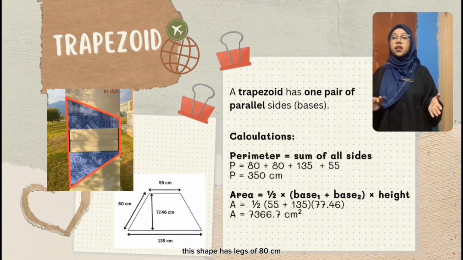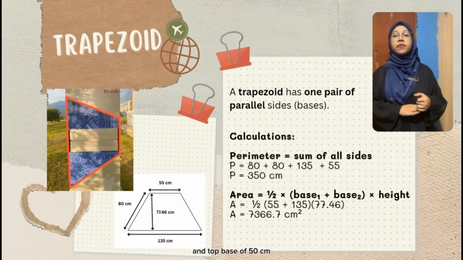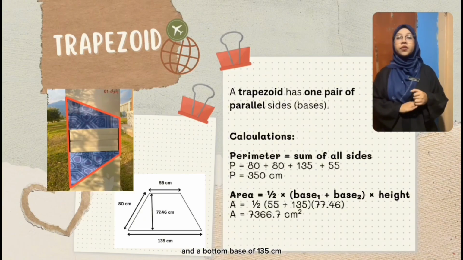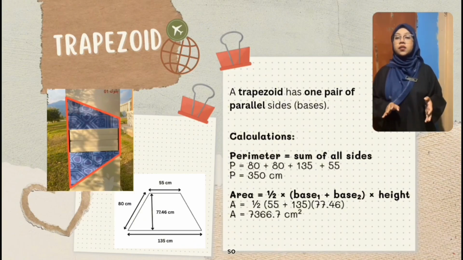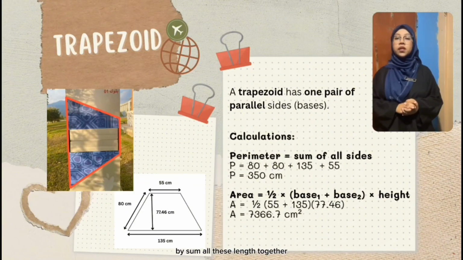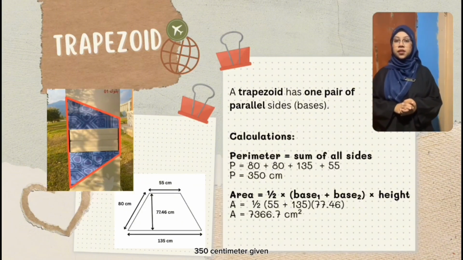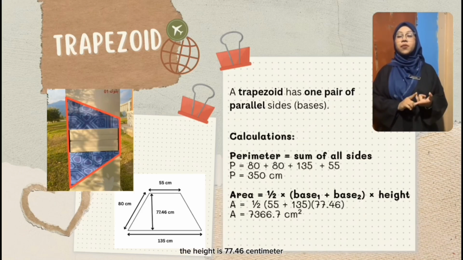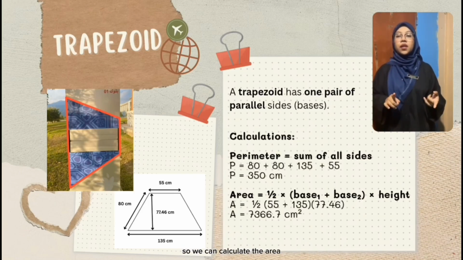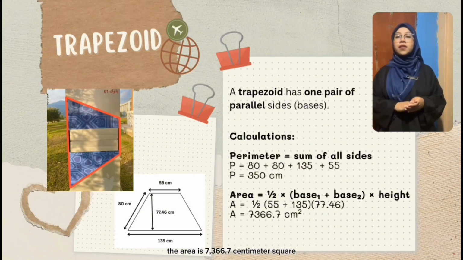A trapezoid has 1 pair of parallel sides. This shape has legs of 80 cm and a top base of 50 cm and a bottom base of 135 cm. So we can calculate the perimeter by summing all these lines together, and we got that the perimeter of the trapezoid is 350 cm. Given the height is 77.46 cm, we can calculate the area. After we do the counting, the area is 7,366.7 cm square.